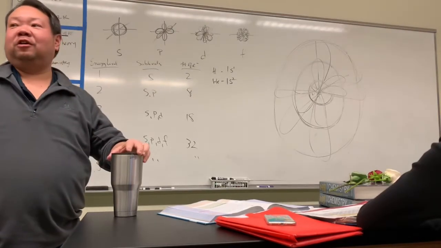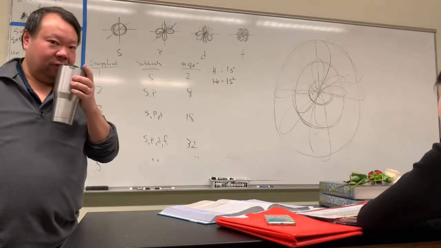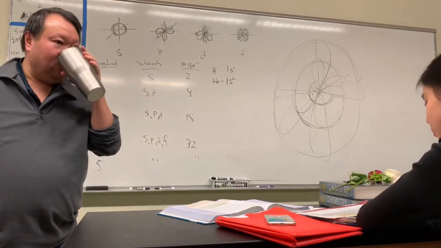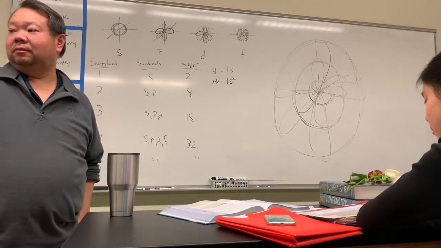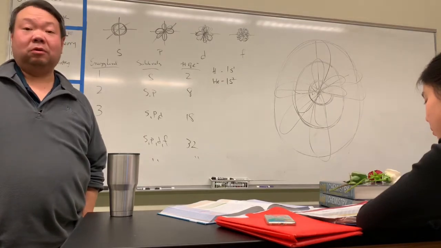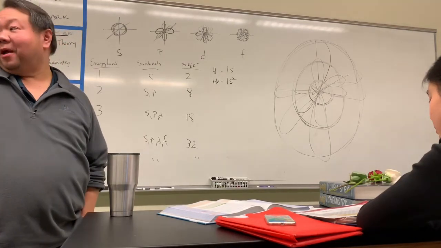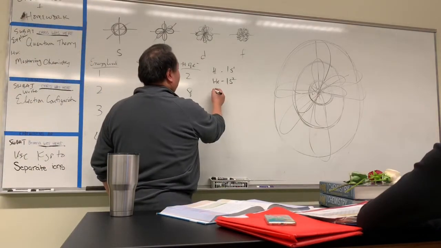What's the next element? Lithium. How many electrons does it have? 3. Why? If it has 3 protons, it must have 3 electrons to be neutral. Okay? Yes. Ooh, who wants to try lithium?